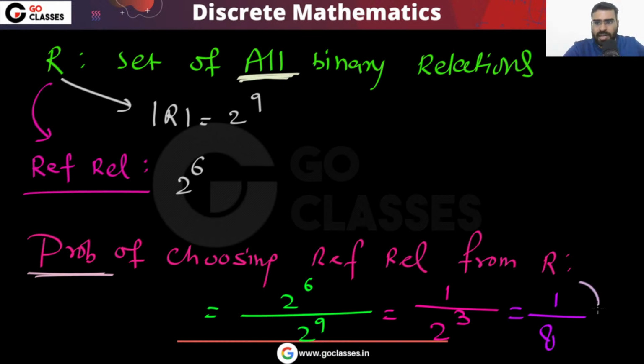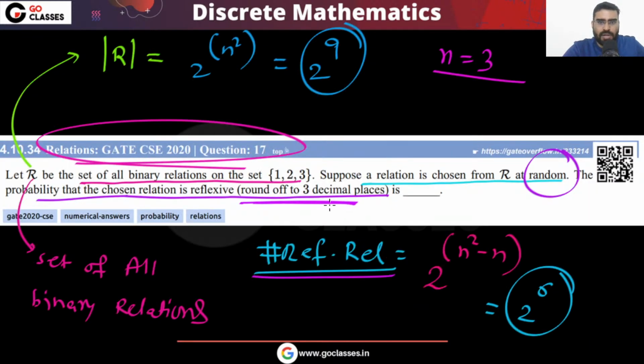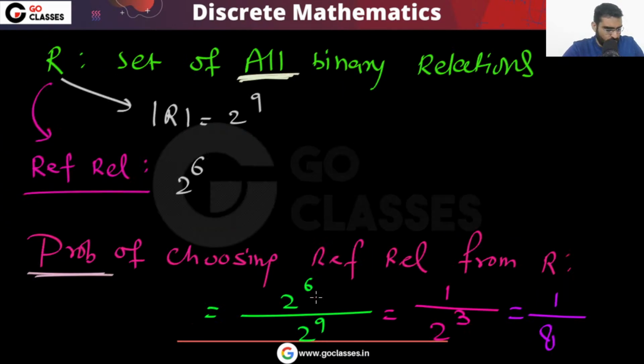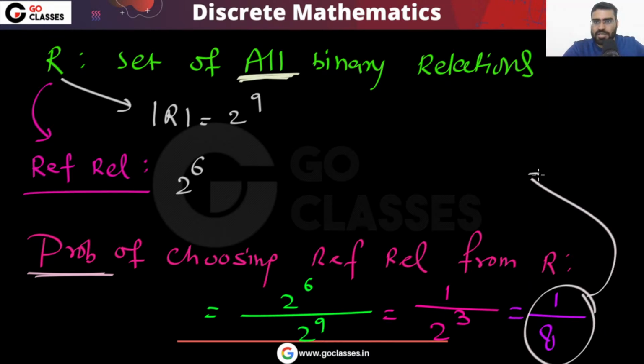What is the value? You can calculate. You have to give your answer rounded off to 3 decimal places. Remember, you should give your answer to 3 decimal places. So you can easily calculate this. That will be 0.125. Your answer for this question will be 0.125. This answer you have to put.